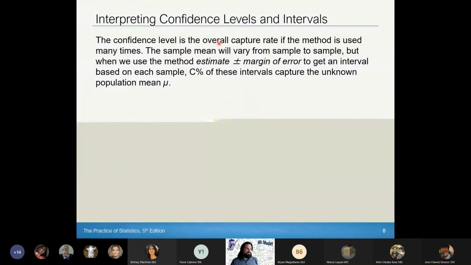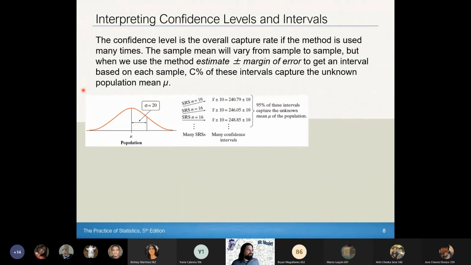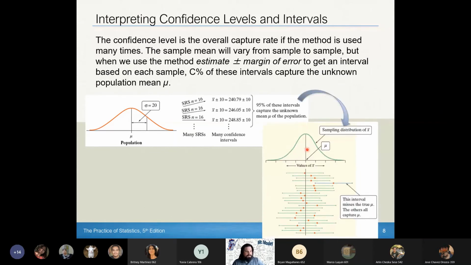So the confidence level is the overall capture rate if the method is used many times. The sample mean will vary from sample to sample, but when we use the method estimate plus or minus margin of error to get an interval based on each sample, C% of these intervals capture the known population mean mu. So again, in a visual here, we start with our population. We take a lot of SRSs. We get many confidence intervals. 95% of these intervals capture the unknown mean mu of the population.